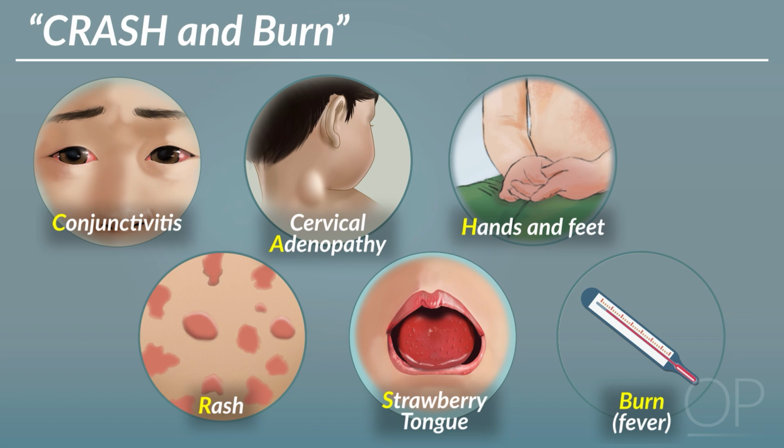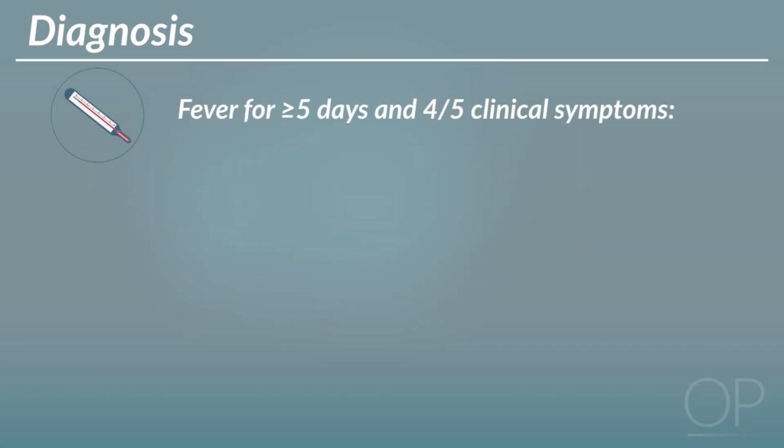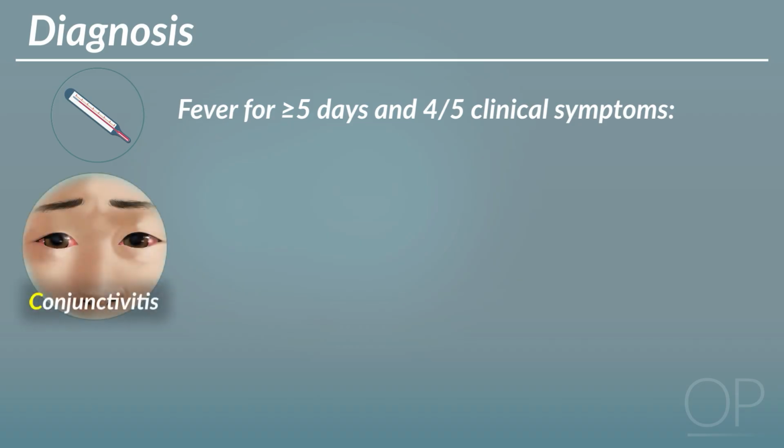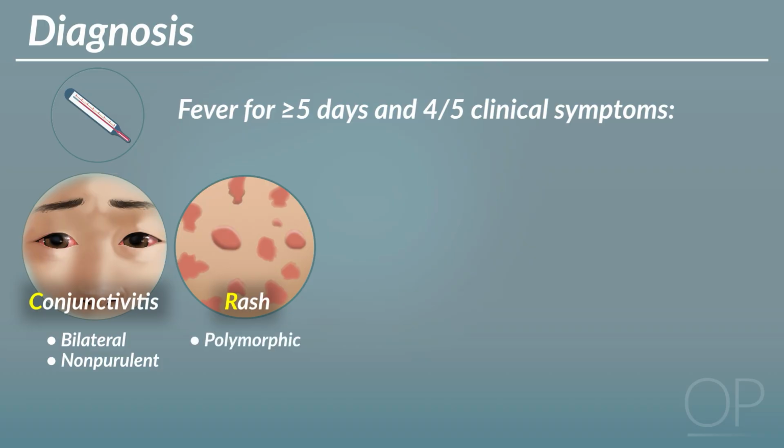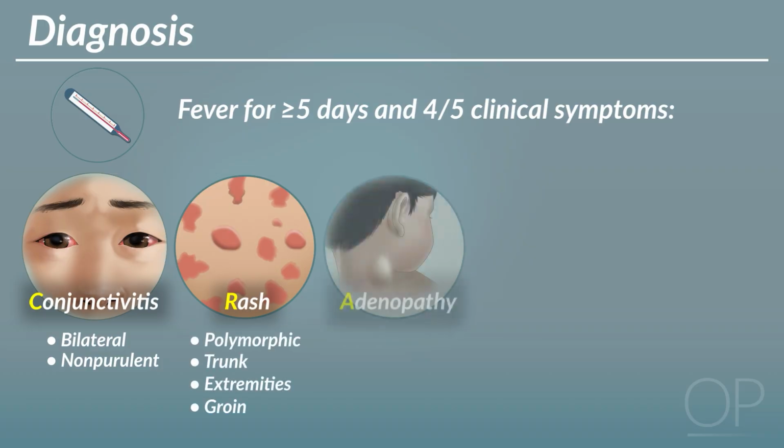The diagnosis of classical Kawasaki disease can be made clinically based on the following criteria: fever for 5 or more days and at least 4 of the 5 clinical features from the CRASH mnemonic. Conjunctivitis, which is typically bilateral and non-purulent. Rash, which is a polymorphic rash that can be seen on the trunk, extremities, and groin. Adenopathy, which is cervical and unilateral, with the node being at least 1.5 centimeters in diameter.